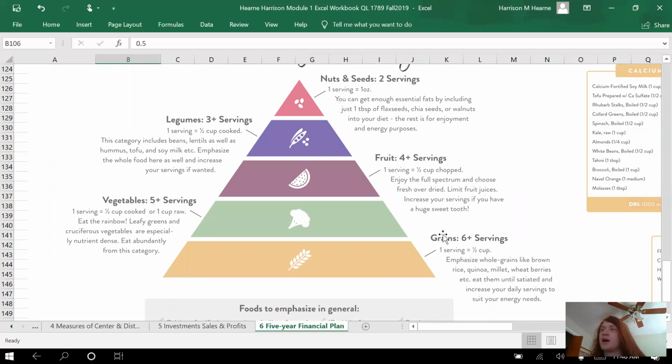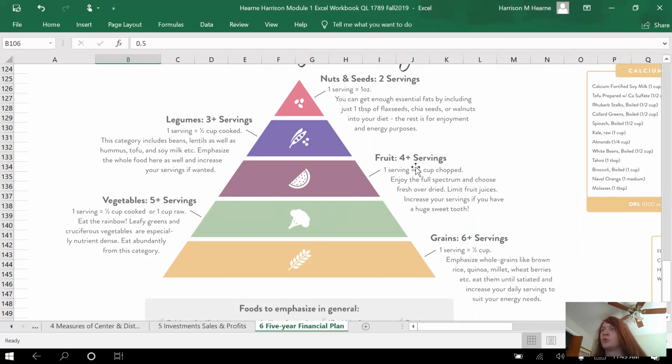So the grains, you want 6+ servings a day on average. A serving is about half a cup, so you want around 3 cups of grains. Grains include things like brown rice, quinoa, millet, wheat berries, typically focusing a little less on the more carbohydrate-rich stuff like bread, more on the rice and the quinoa and the millet. Vegetables, once again, a serving is a half cup cooked or a cup raw. Really, especially focusing on leafy greens and cruciferous vegetables because they're super nutritionally dense. They have a ton of really good vitamins in them.